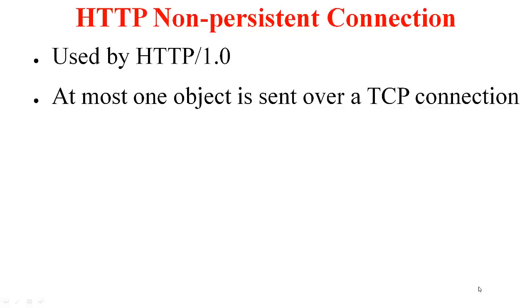There are two types of HTTP connections. One is called non-persistent, other is called persistent. Let's first look at non-persistent. This non-persistent connection is used by the older version of HTTP, that is 1.0. When using non-persistent connections, at most one object is sent over a TCP connection. In other words, if you want to retrieve 5 objects, you need to open 5 TCP connections, even if the 5 objects are on the same server. So what do you think is the problem with this approach?